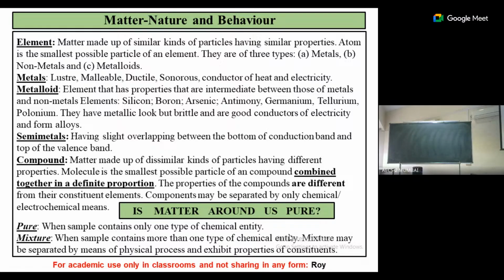So, I remind all that there are three types of elements: metal, non-metal, and metalloids. We have talked about this. And then we said that these are pure elements or pure compounds. What is a compound? A compound is nothing but a matter which is made up of more than one similar or dissimilar atom, but they should be combined in a definite proportion. You cannot have a compound by mixing any amount of more than one substance.